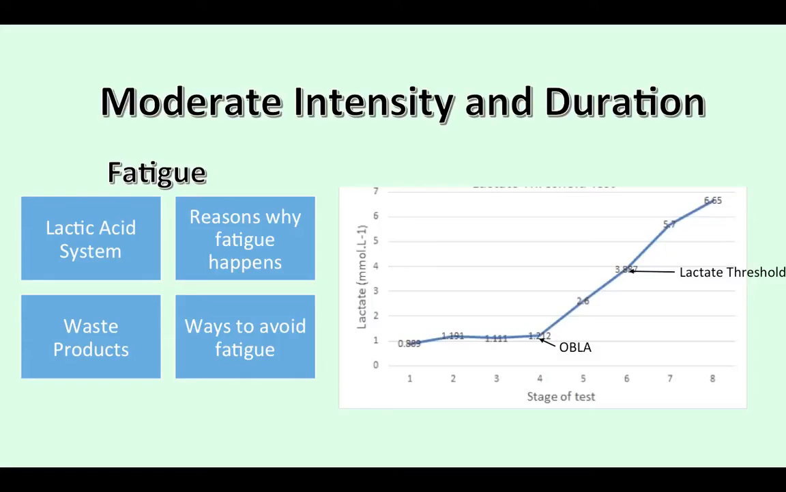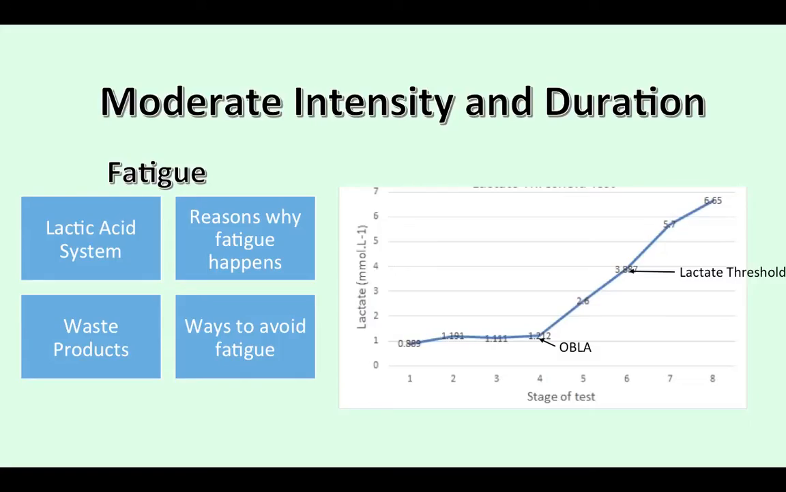At 4 millimoles of lactate is the lactate threshold, and this is where fatigue starts to happen because of the drop in pH levels. When this fatigue happens, it causes performance levels to drop because if ATP can't be resynthesized, then energy can't be released for the muscles to contract.